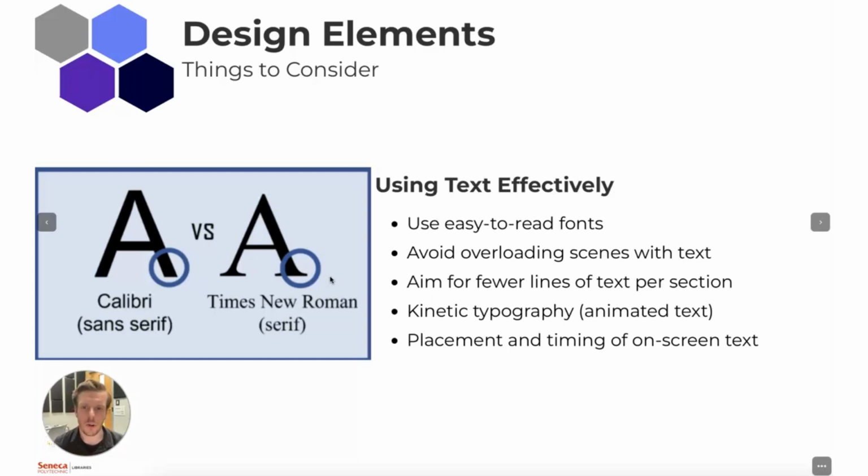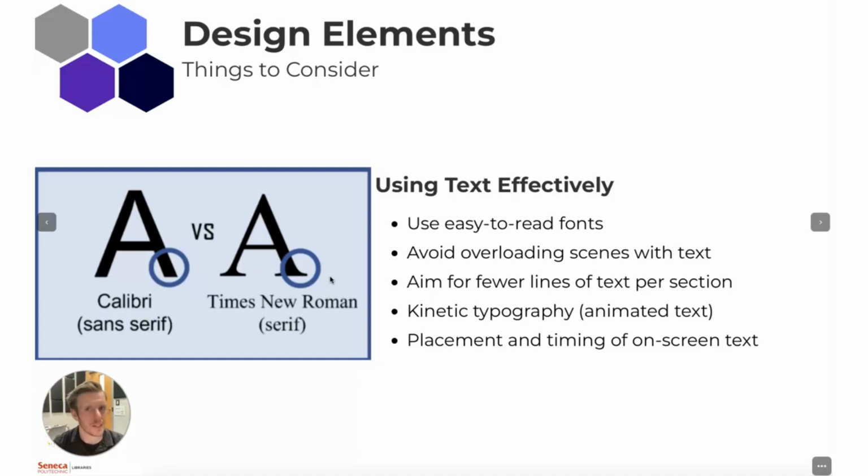But avoid overloading your scenes with too much text. Again, this would be contributing to cognitive overload, so we want to aim for fewer lines per section. And if you really want to draw someone in, think about using animated text. Anything that has movement, our eyes will go to immediately. So if you want to have like a title or a main point appear dramatically, people will remember that, their eyes will go to it. So think about how you can use animation when it comes to text.